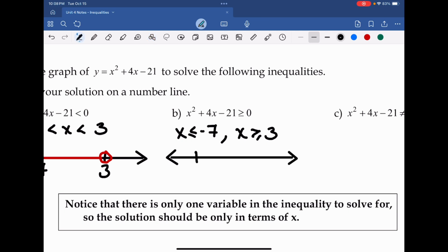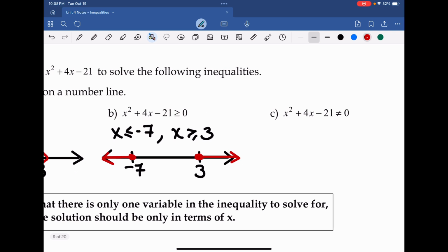Again, it's going to have our -7 on the left-hand side here, our +3 over here. We're going to put a solid dot on -7 because of the equals, a solid dot on 3 because of the equals, and because it was positive in these regions to the left and to the right of -7 and 3, we're going to draw an arrow that goes left and an arrow that goes right.